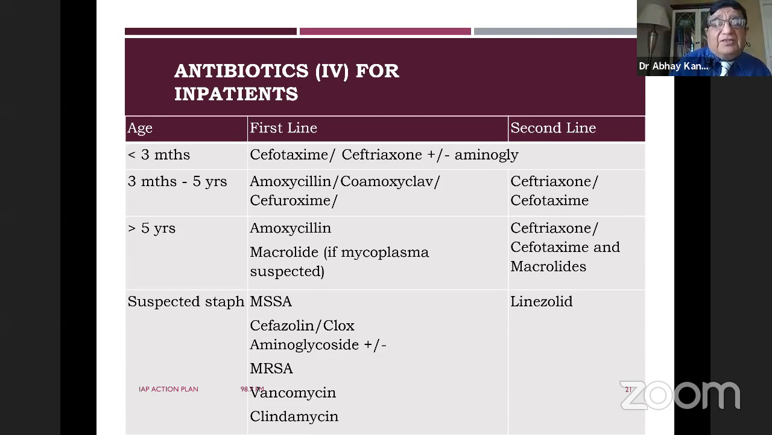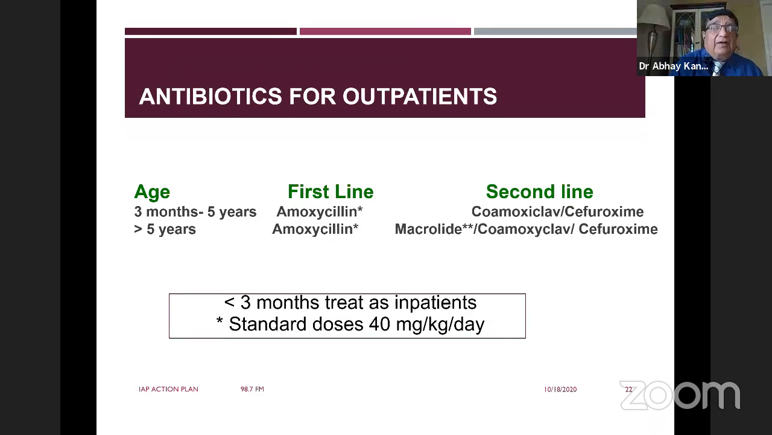Another drug which is more often forgotten is clindamycin, which will take care of the toxin associated with staphylococcal infection. As far as the outpatient antibiotic is concerned, if the child is from 3 months to 5 years, amoxicillin, or you can give amoxiclav or cefpodoxime as a second line drug. If the child is more than 5 years, again, amoxicillin remains the drug of choice. Macrolide, co-amoxiclav, and cefpodoxime are again second line drugs. In less than 3 months, always treat as an inpatient.